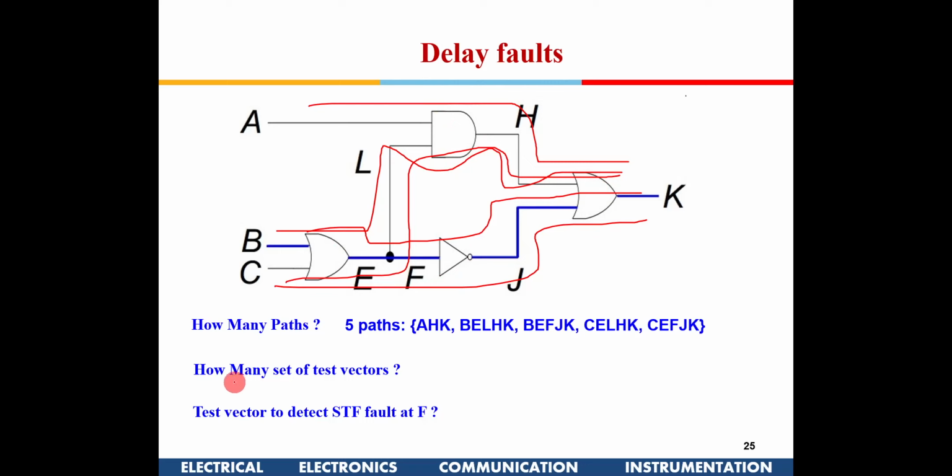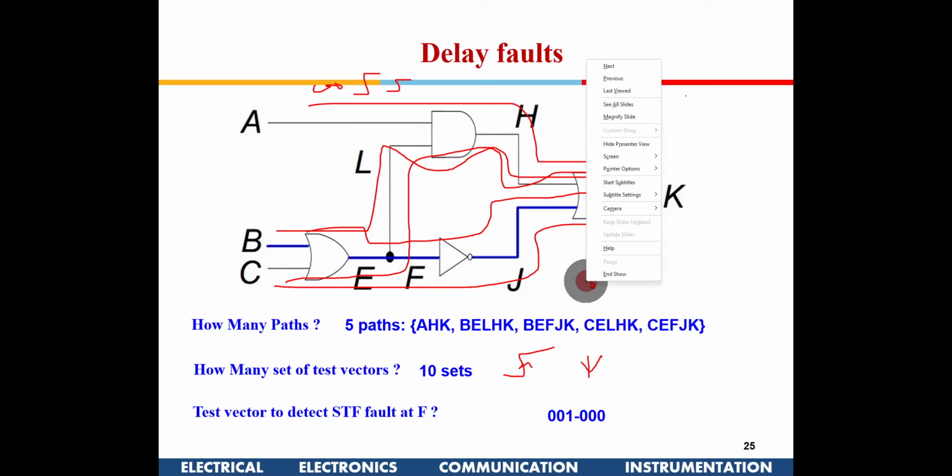Okay, so how many sets of test vectors are there for all these paths? For each of these paths I have to give 2 test vectors: one test vector first and then the second test vector. In fact, this is only for rising. If I have to find out falling also, then I will have to give another set of test vectors. Okay, so that is there.